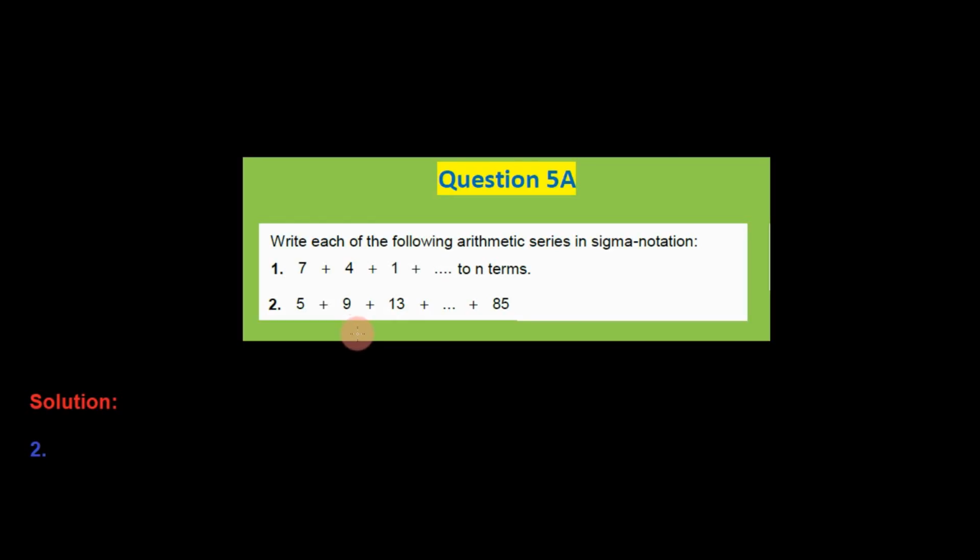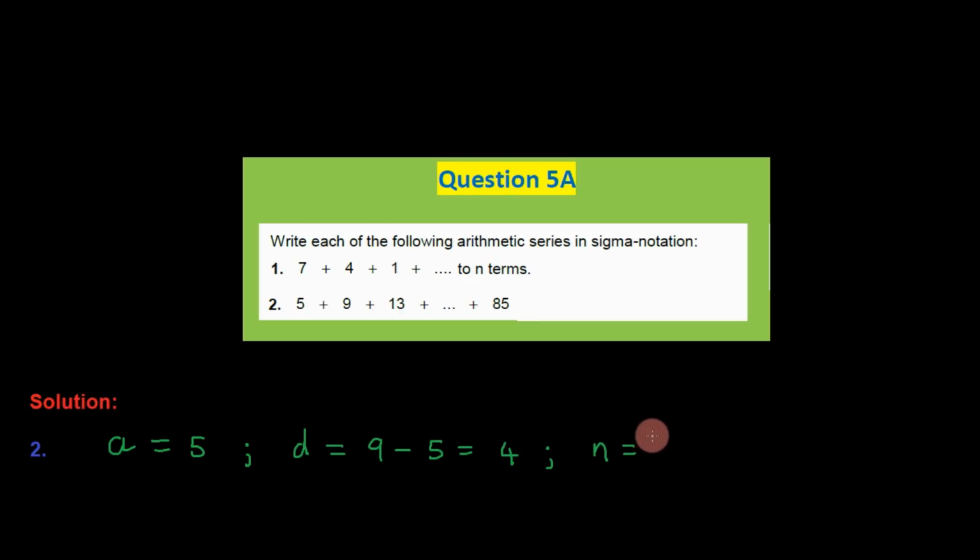In the second part of this question, we are not given the number of terms, but we are given the last term. So we first have to write down, or find rather, the number of terms. So let's start with writing down what we have and what we need to find. A is the first term, and that's 5. D is the common difference. It's 9 minus 5, which is 4.